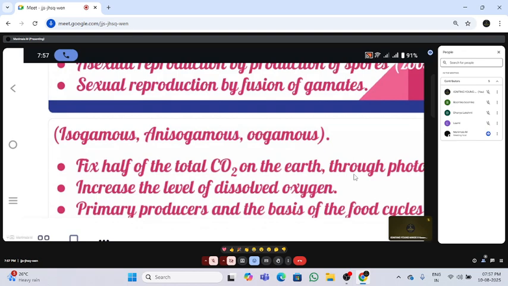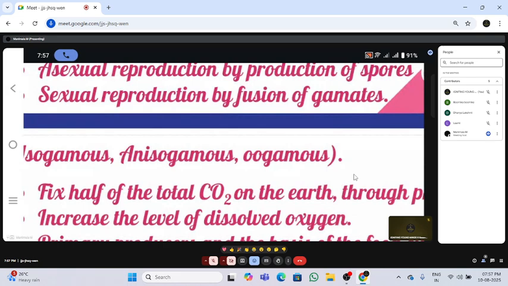These are the 3 types of sexual reproduction. Sexual reproduction takes place by the fusion of gametes, by 3 methods. One is isogamy. What do you mean by isogamy? Bhumika? Morphologically and physiologically similar, ma'am. Physiologically, meaning movement and everything is similar.